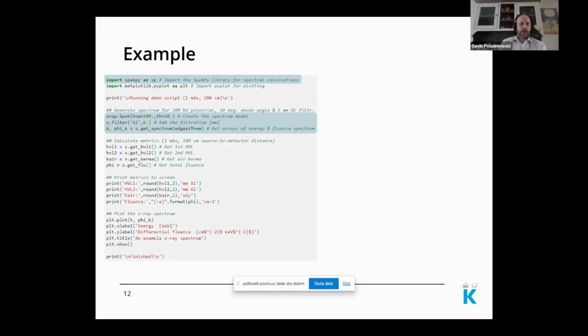But what this does is it creates the model, but as it stands, it has no filtration, not even inherent filtration. So you need to add some. So that's what this next line does. We add 6 millimeters of pure aluminium filtration. And then on the third line, we use the get spectrum method to get our X-ray spectrum prediction. And it returns an array with the mid-energy bins and the fluence in that bin.